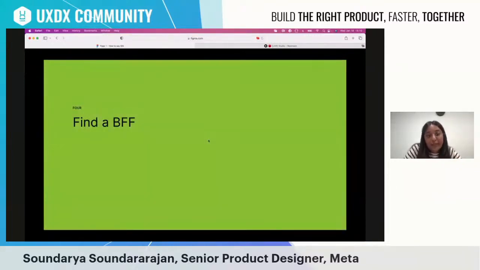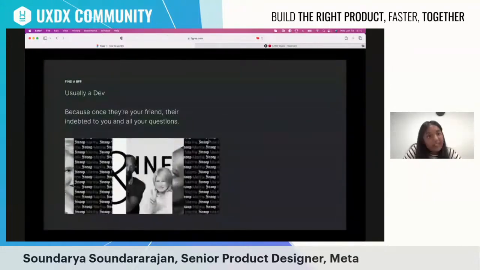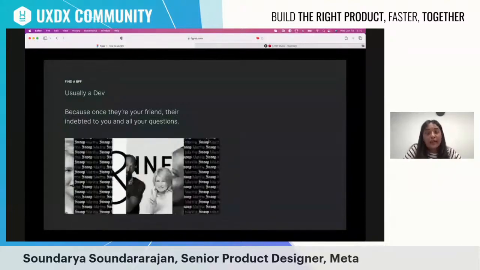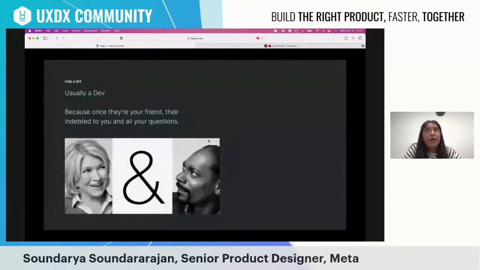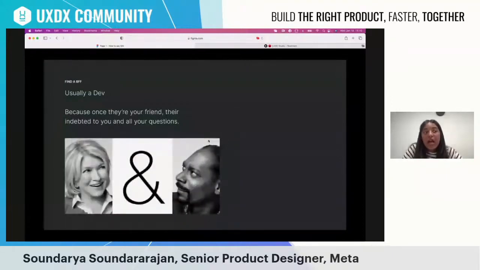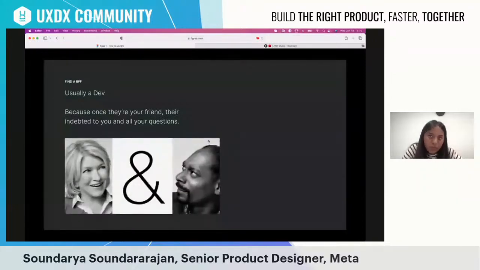The fourth one is to find a BFF. If you're working in a super technical space and in the tech industry, find a dev or someone who's a technical person. Once they're your friend, you can ask them all of your silliest questions and keep asking them again and again. I've realized that this helps you build a relationship with them.